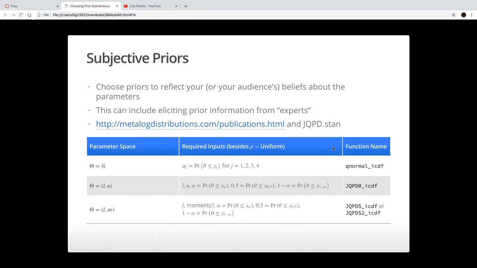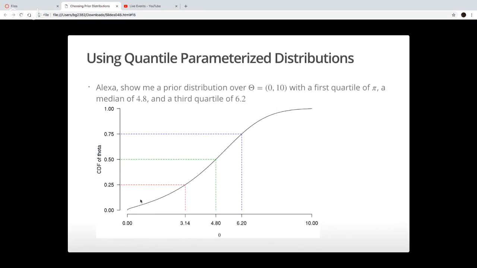And so these people have come up with distributions called quantile parameterized distributions, where you just choose your parameter space and then you specify some quantiles, like the median, the 25th percentile, the 75th percentile, maybe a couple others. Are there lower bounds? Are there upper bounds? And if you specify that information, we can construct you a distribution that has those properties. Now, I'm running out of time, so I'm not going to be able to explain that in great detail today. We'll utilize these more as we go along.